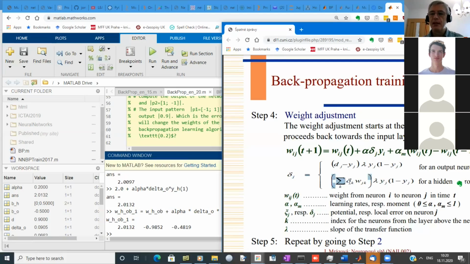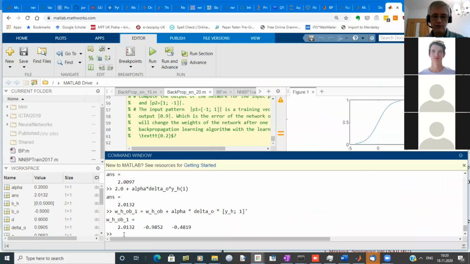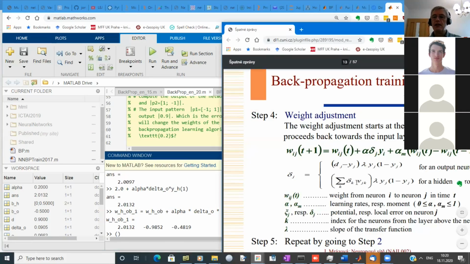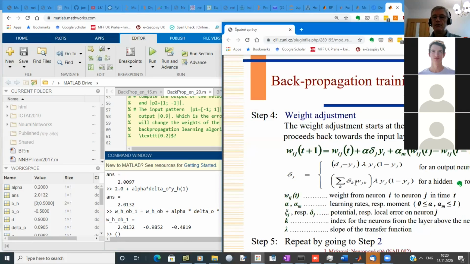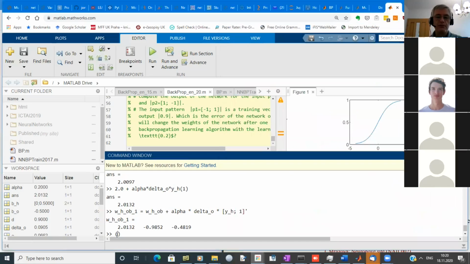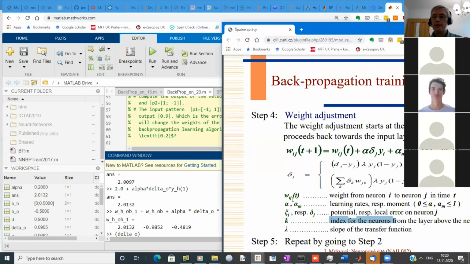So this first part, I mean the sum in the formula, will be just one term. I will intentionally put it in parentheses, and there should be delta K. What is the delta K in our case? Is it delta for the output? Yes, it is. Just a single one. So there should be delta O times the weight between J and K.